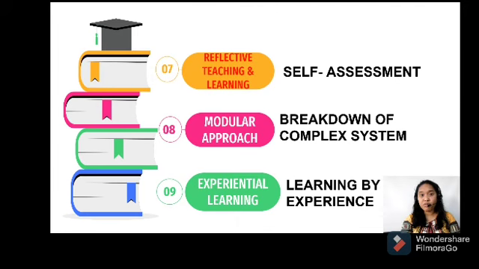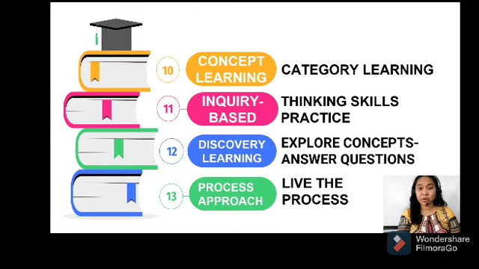The ninth approach is called experiential learning. It involves learning from experience. Knowledge is created through the transformation of experience. The next approach is called concept learning or category learning. It is the search for and listing of attributes that can be used to distinguish exemplars from non-exemplars.